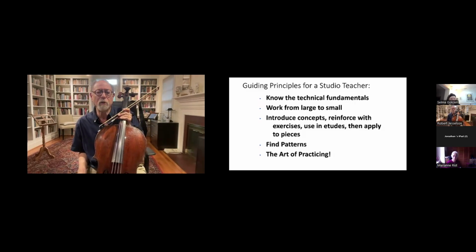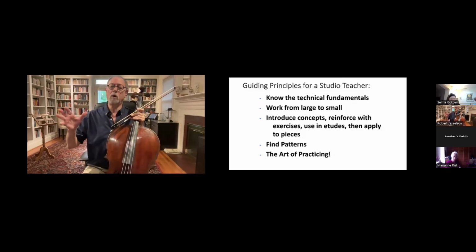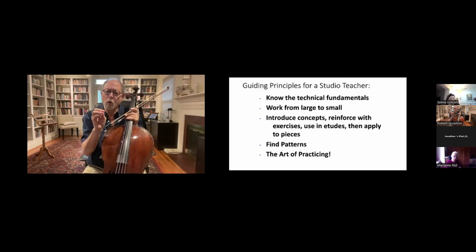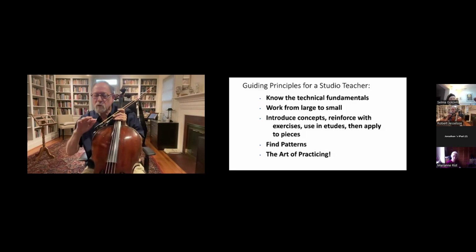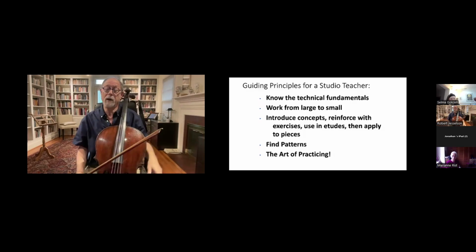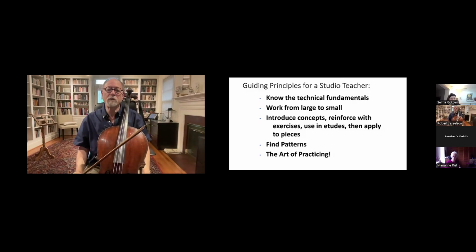Next, work from large to small. As a general principle, I think it's important not to start with the small details, but rather with the big picture. For example, an artist who's making a sculpture takes a hunk of marble and doesn't start with getting all the little details of the eye, say, but rather gets the broad outlines of the shape of the body or the head.